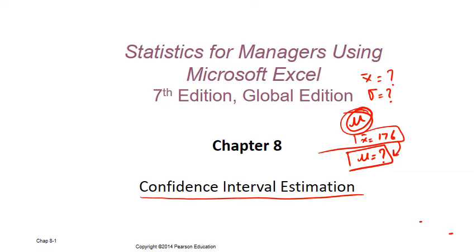So before we were estimating this mu, but now we want to build an interval, because this mu is only one number, but we are not sure whether it is correct or not, because it is based on one sample. But now we will construct an interval.